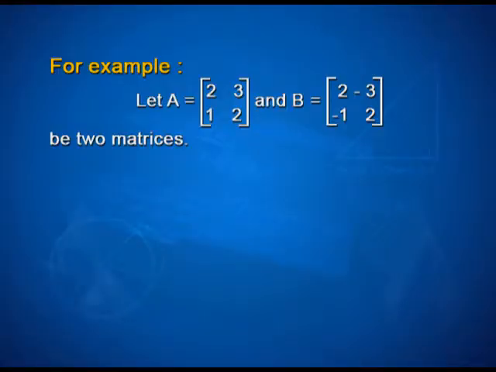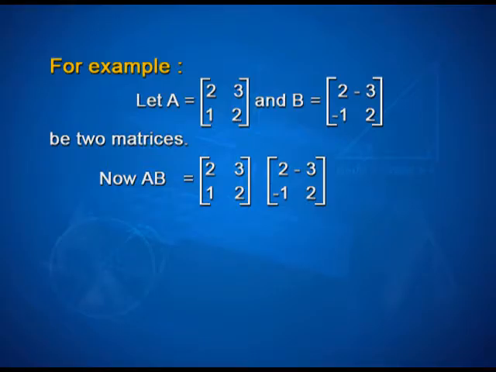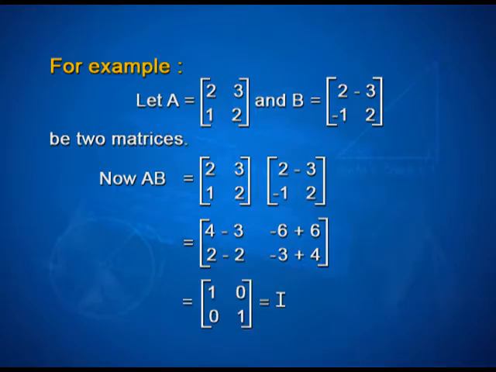Now, look at one example on your screen. Let A be [2, 3; 1, 2] and B matrix be [2, -3; -1, 2], 2 matrices. Then the product AB is obtained by [2, 3; 1, 2] multiplied by [2, -3; -1, 2]. On simplifying, we get 4 minus 3 as the first element of the first row. Similarly, minus 6 plus 6 as the second element of the first row, 2 minus 2, first element of the second row, minus 3 plus 4, second element of the second row. That is again written as [1, 0; 0, 1]. This is nothing but an identity matrix I.